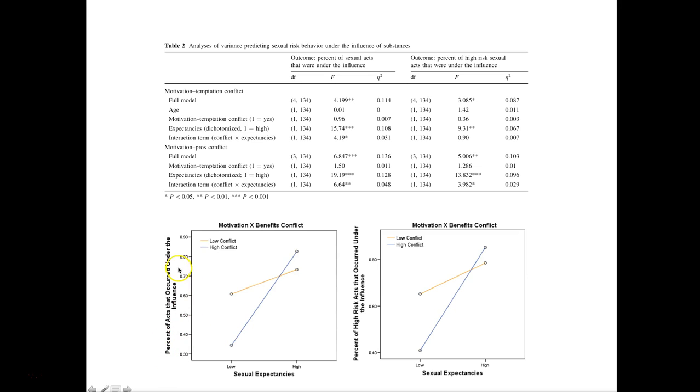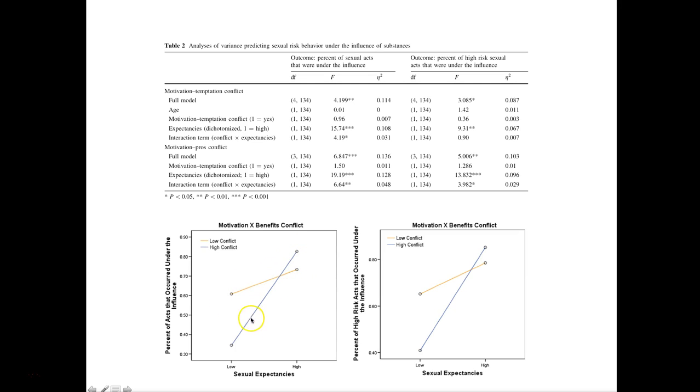Over here we have the percent of acts that occurred under the influence. And then here we have people over here who are low in sexual expectancies and people here who are high in sexual expectancies. And so what we see is that if you're low in conflict, the expectancies really don't matter. You're scoring roughly the same, 60-ish% of your acts under the influence, 70% of your acts under the influence, regardless of whether you're high or low in expectancies.